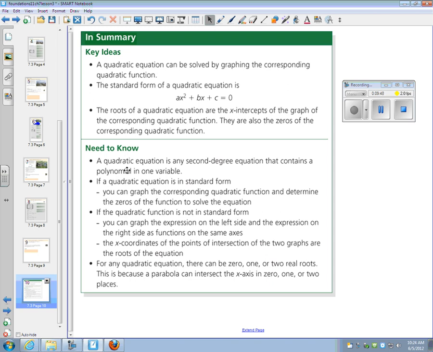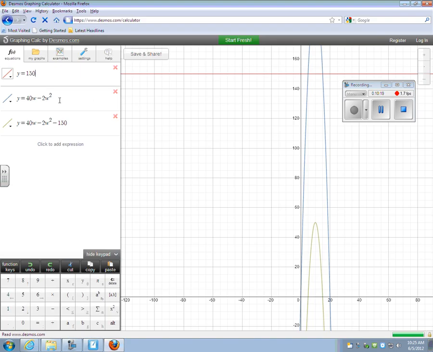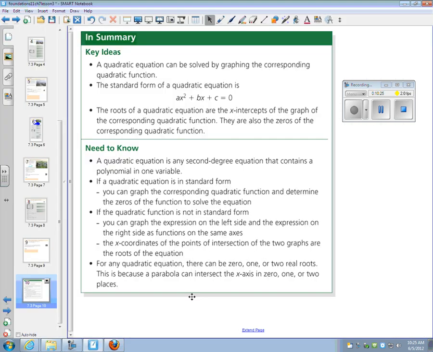A quadratic equation is second degree, so we have x squared, that contains a polynomial in one variable. If a quadratic equation is in standard form, so if you bring everything to one side, we graph it and determine the zeros. We determine the x-intercepts. We looked where it crossed the x-axis. If it's not in standard form, you can graph the expression on the left side and graph the expression on the right side on the same axes. So that's where we graphed 150, the left side and the right side, and then we looked for its intersection, and that's what it'll say next here. The x-coordinates of the point of intersection are the roots.